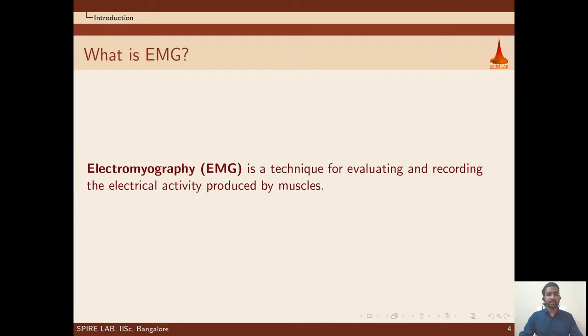So what is EMG? Electromyography or EMG is a technique for evaluating and recording the electrical activity produced by muscles. In this work, the EMG signal captures muscle activities resulting from the articulatory muscle activations during the speech production.